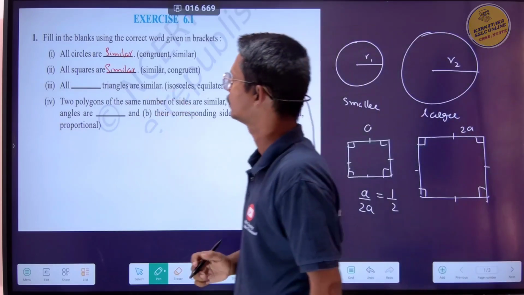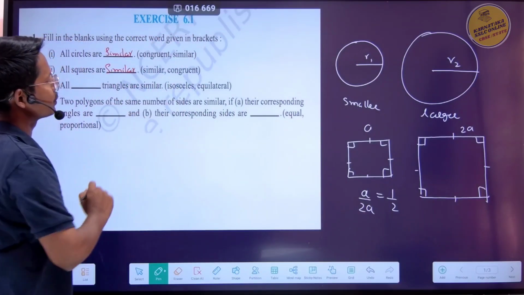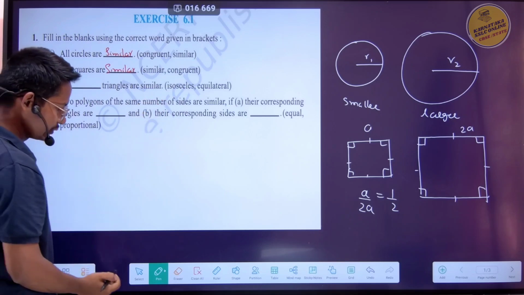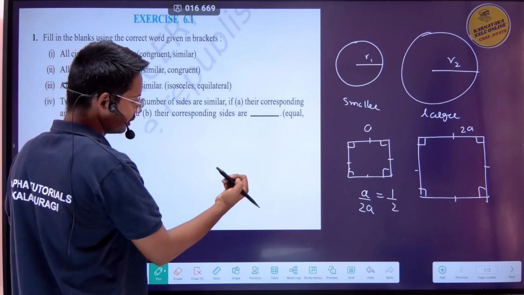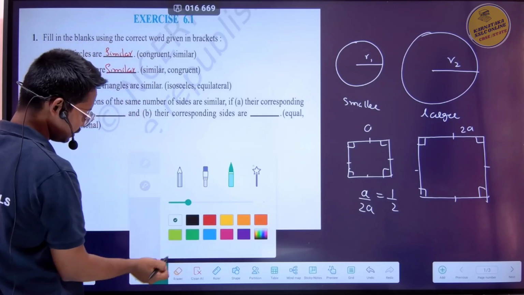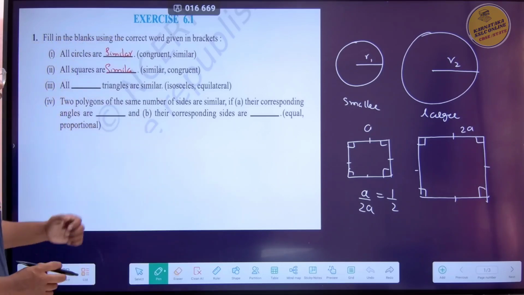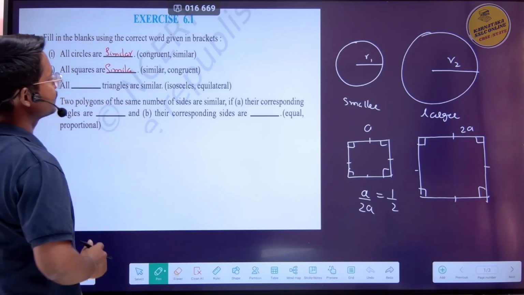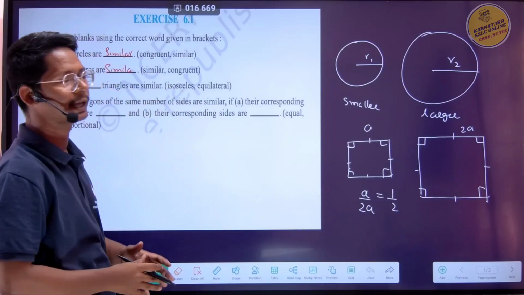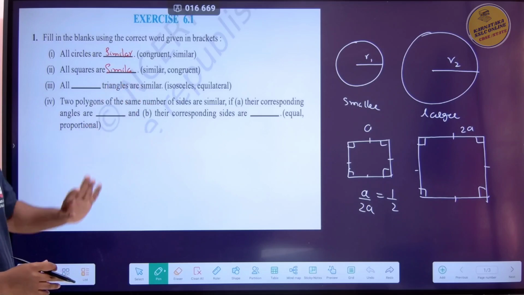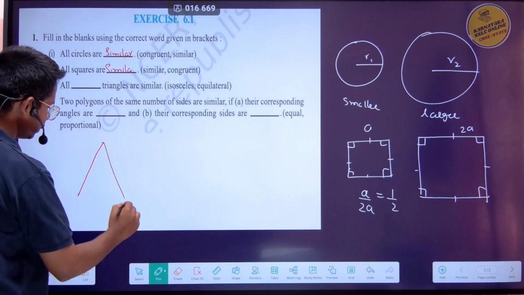Third one, all dash triangles are similar. So they have given isosceles and equilateral. What do you mean by isosceles? So isosceles triangles are the triangles in which any two sides are equal. Now if you consider an isosceles triangle, any two sides are equal.